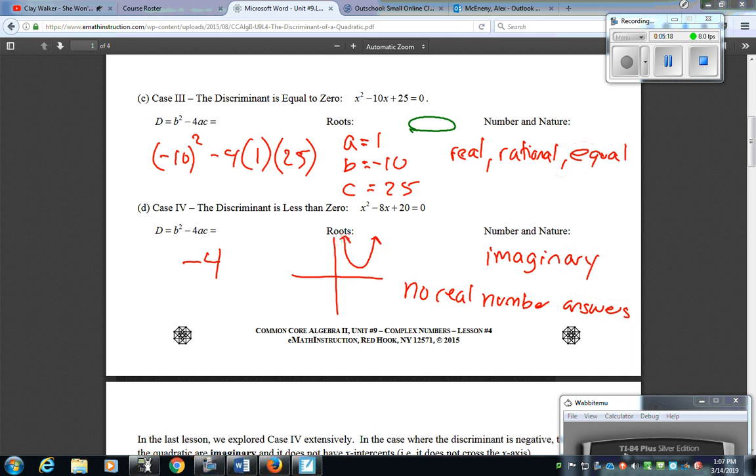So as you look at each case, check back your notes to see the type of roots and how many there are for each of these cases. And if they do ask for what the roots are specifically, just remember to use your quadratic formula.